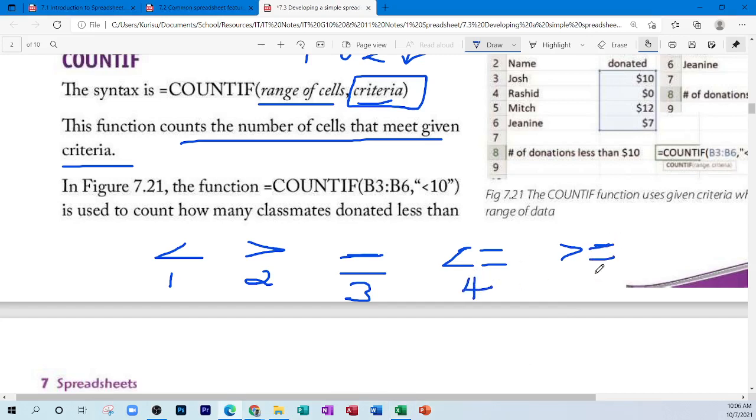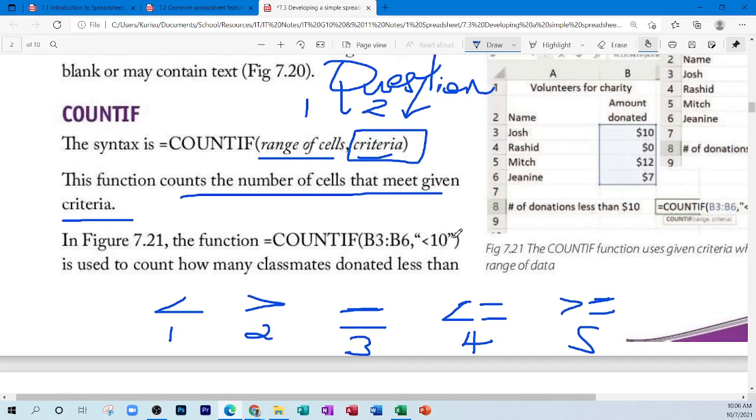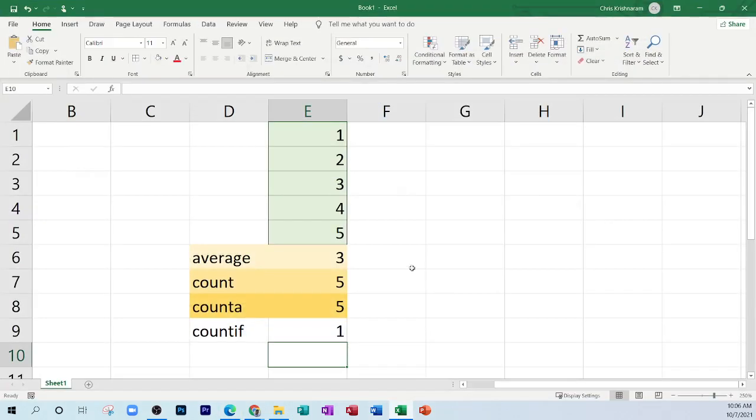So these are the most common criteria, the most common questions that you're going to be asking yourself whenever you come across criteria. Is something less than? Is something greater than? Is something equal to? Is it less than or equal to? Or is it greater than or equal to? And when it answers that question, when it looks at that criteria, it counts the range and gives you back your value. Are you guys following?